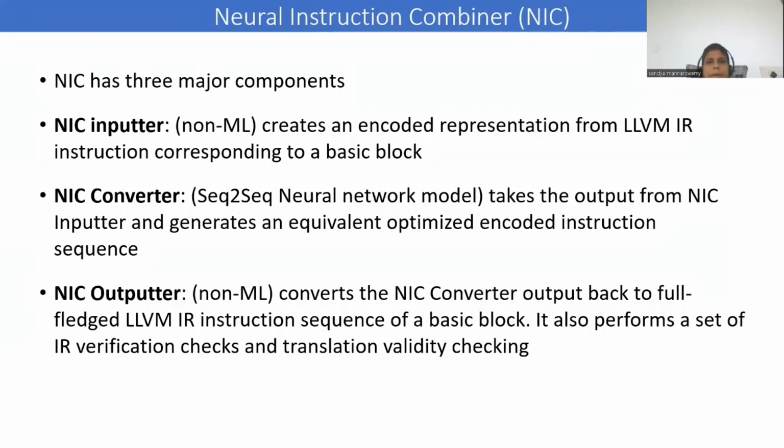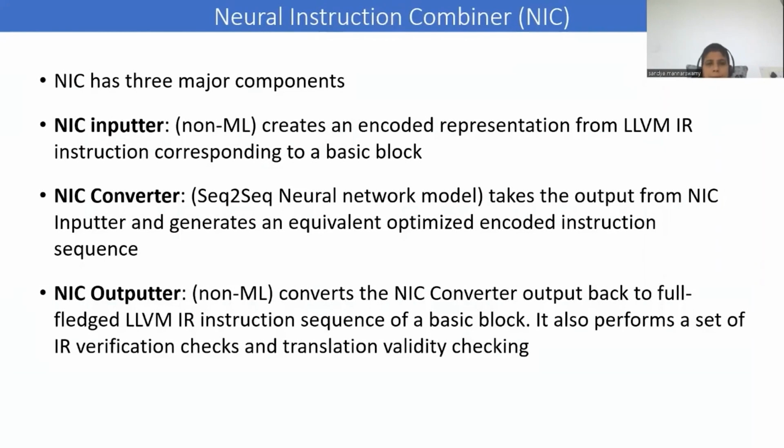The output from the NIC inputter is then fed to a module called NIC Converter. This is actually a machine learned model. As I said, we use a sequence-to-sequence neural network model for this task. It takes the output from the NIC inputter and generates an equivalent optimized encoded instruction sequence. Now, this encoded optimized instruction sequence from the NIC converter output is fed to another module called NIC outputter.